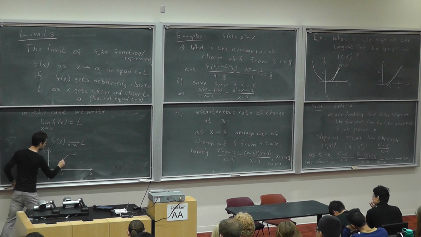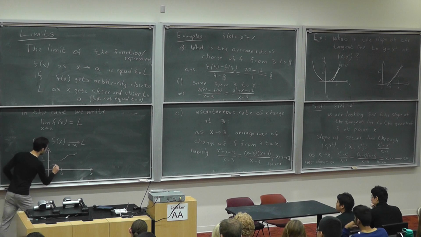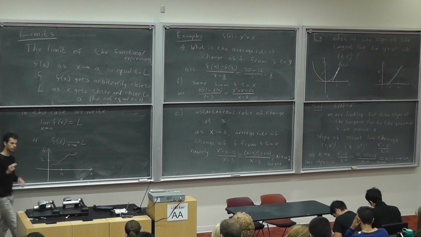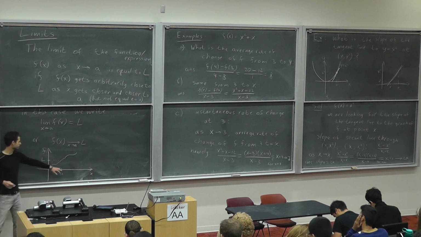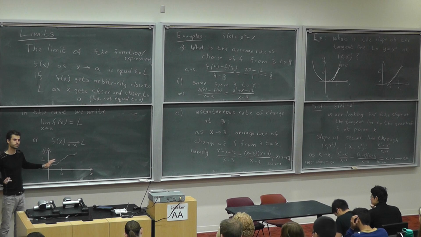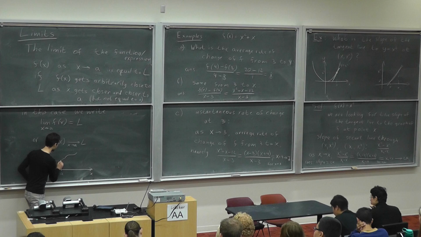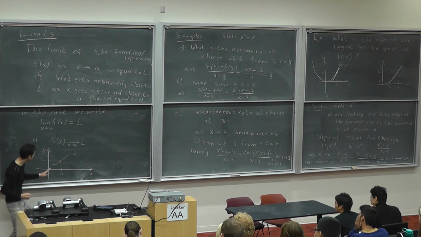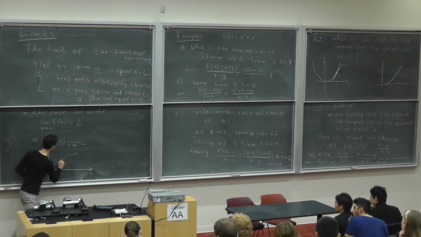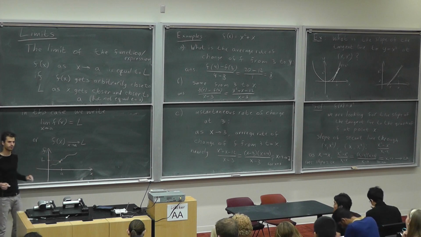I want my function somehow to approach this point, in fact from both sides. What I don't insist on is that the function at the point a be equal to L. For now, that's not necessary. So at the point a, I don't care, but as x gets closer and closer to the point a, I want the function to get closer and closer to the value L.